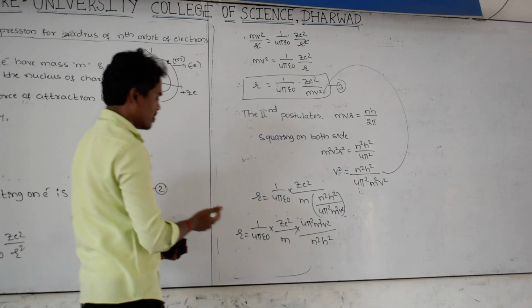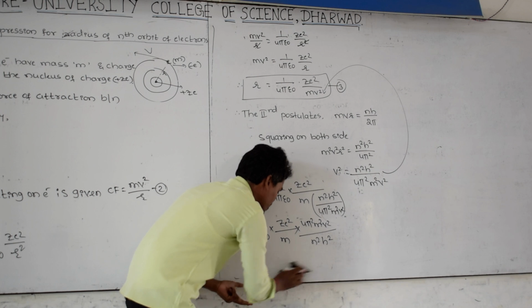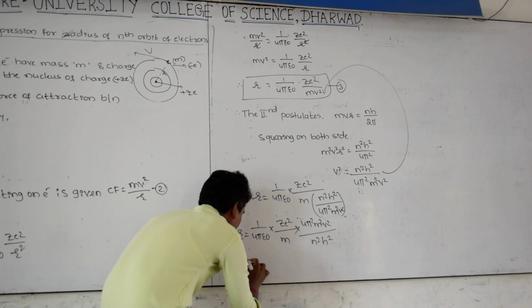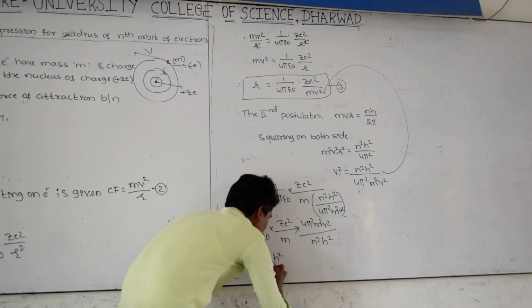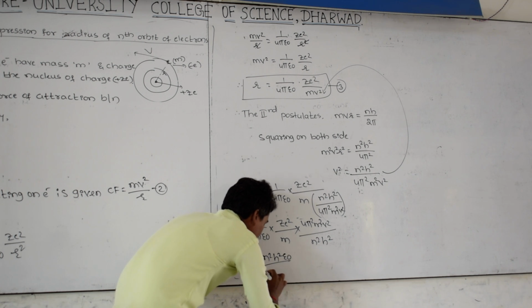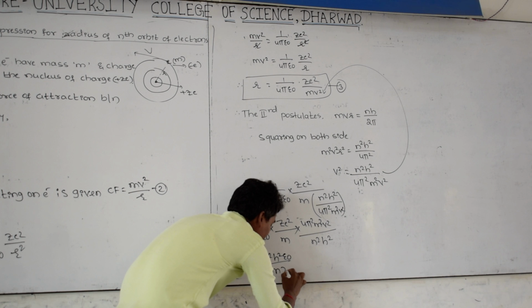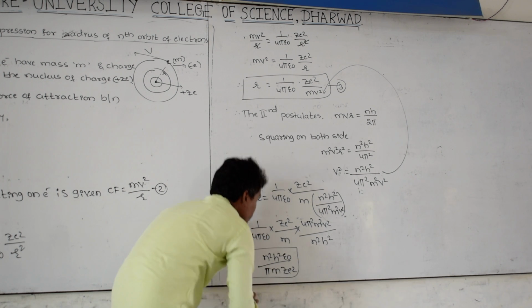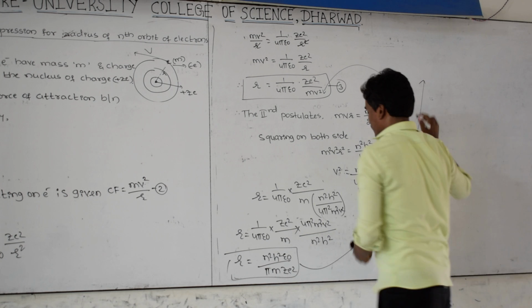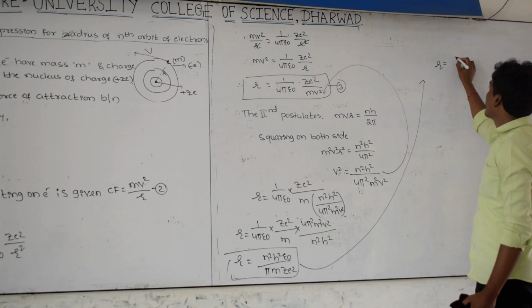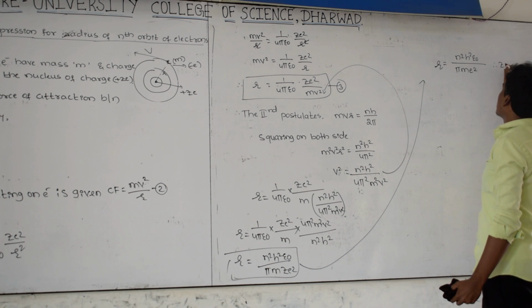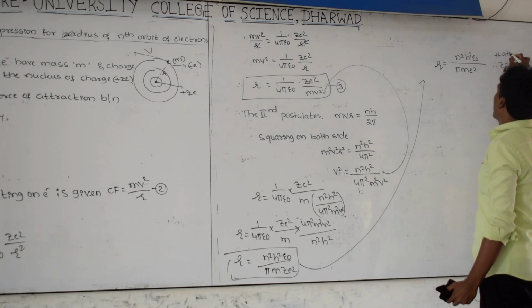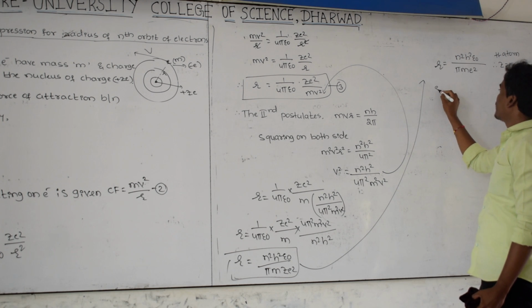Just calculate; the terms get cancelled with each other. Then, finding the value of r, you get n square h square divided by pi m z e square times epsilon naught. You get this term. Next, for the hydrogen atom, r is equal to n square h square epsilon naught divided by pi m e square, because I am substituting z is equal to 1 for the hydrogen atom.